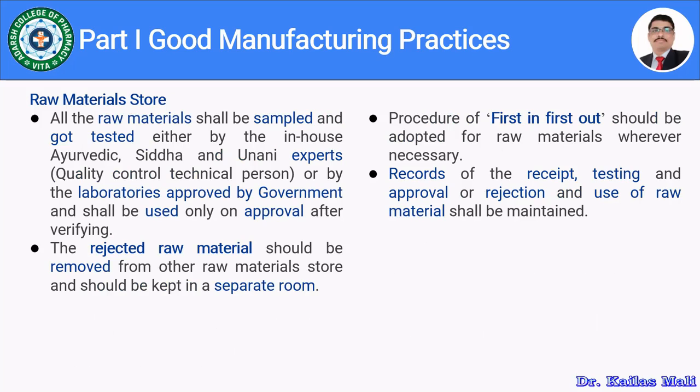The rejected raw material should be removed from the other raw material store and should be kept in a separate room. If the sample or raw material is rejected, it should be separated and stored in another space. The procedure of first in, first out should be adopted for the raw material wherever necessary. The record of the receipt, testing, approval, rejection, and use of raw material shall be maintained. So this is about the raw material store.